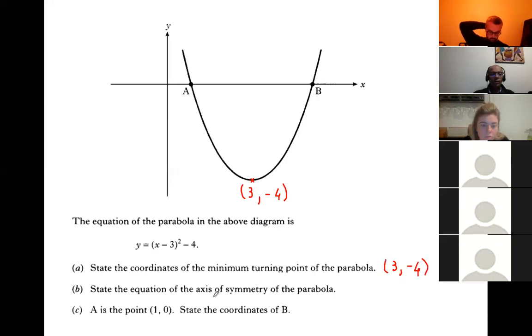Okay. State the equation of the axis of symmetry. So we just said here, this is your axis of symmetry. It goes through x = 3. So you just write x = 3. Okay. And now A is the point (1, 0). So I've got here (1, 0) for A.